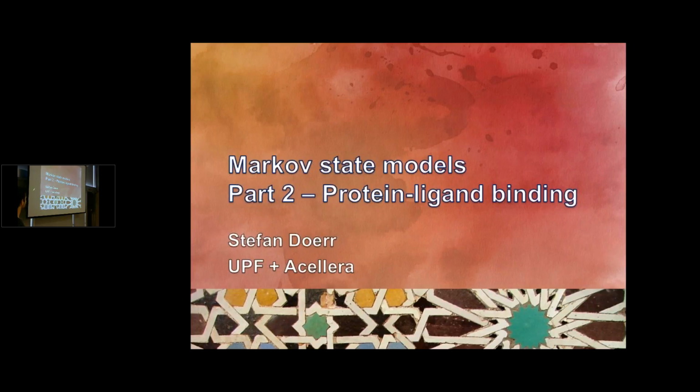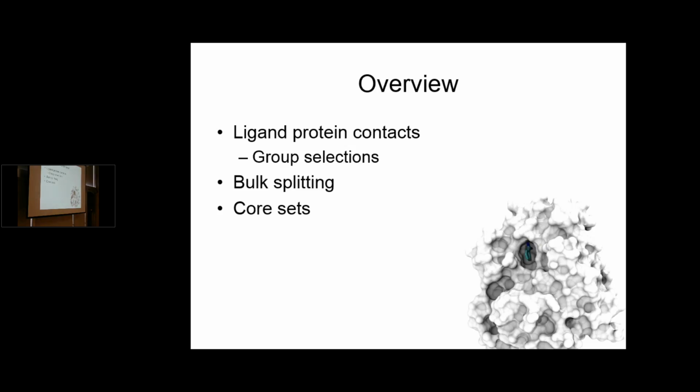Okay, so now we're going to talk about protein ligand binding and some new features that we've added, even though they are partially experimental, still some of them, so we need to be a bit careful. But I'm going to talk first of all about how we are looking at protein ligand contacts. I'm going to talk about grouping selections for distances. Then I'm going to talk about splitting the bulk state. And lastly, I'm going to talk about core sets very briefly.